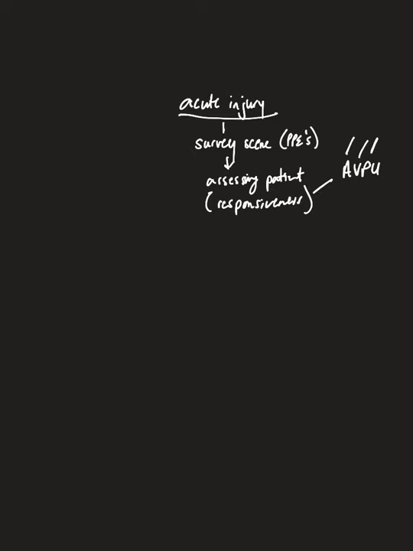The P would be if you have to apply a painful stimuli to get them to respond. So quite often we do a rubbing of the sternum or pinch their trapezius or something like that to see if that will bring them to a responsive state. And then the U, of course, is going to be unresponsive. No matter what you do, they're not coming to.